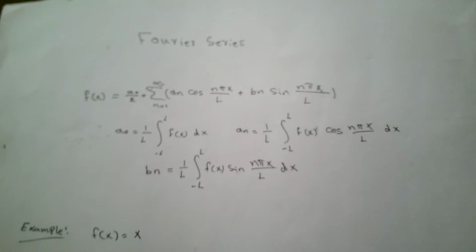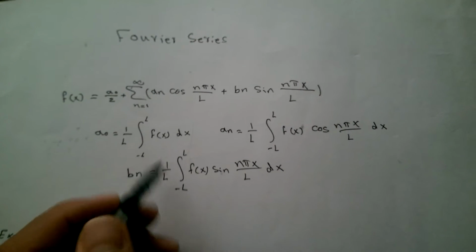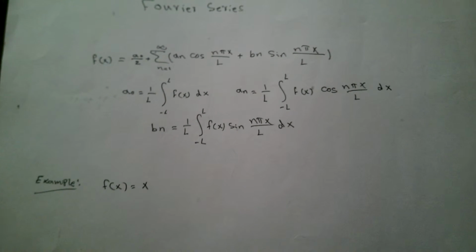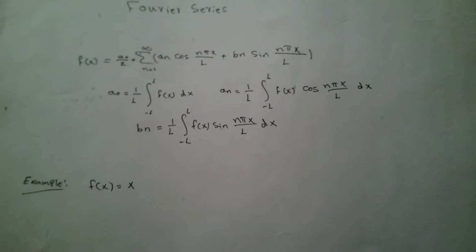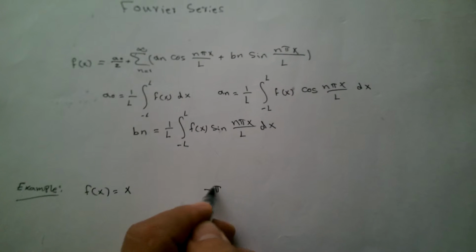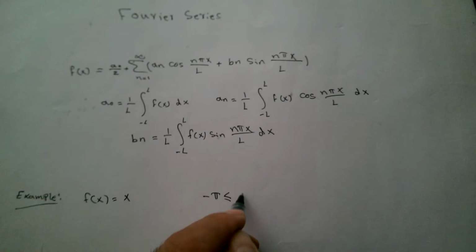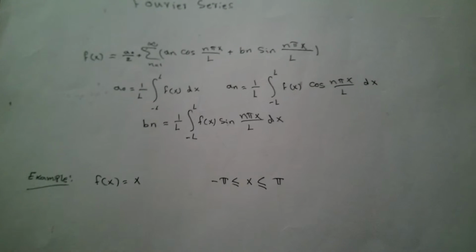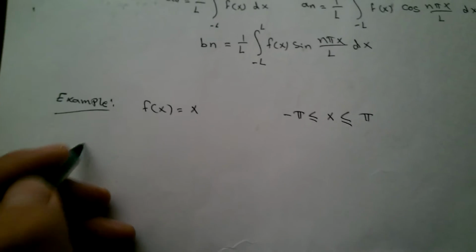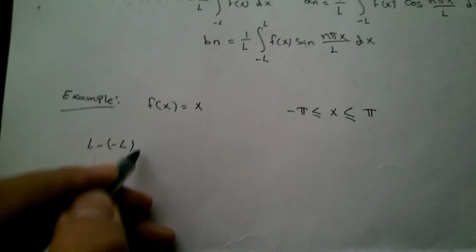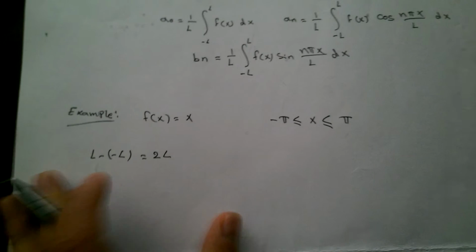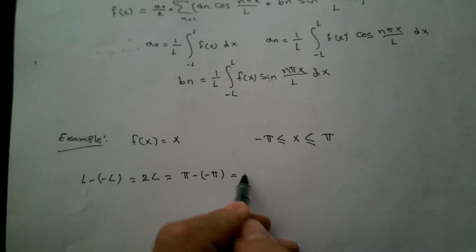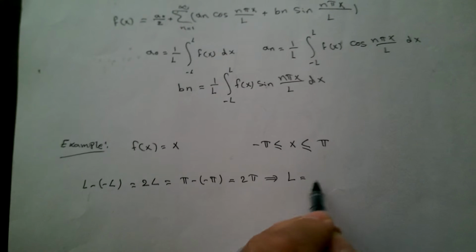and what is L and minus L? L and minus L are the boundaries of the interval where f is defined. Now our interval is, let's say, from minus pi to pi. So L minus minus L is equal to 2L. It's equal to pi minus minus pi, which is equal to 2 pi. From this, L is equal to pi.